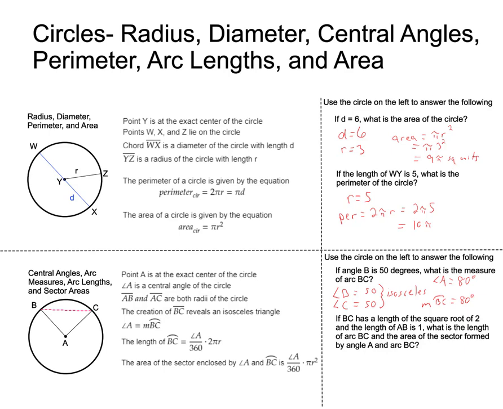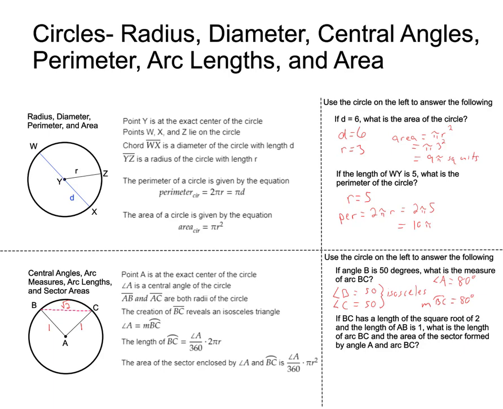So let's actually draw some numbers on the circle. So BC has a length of root 2, and we are given the length of AB is 1. We should also know that the length of AC is 1, since they are both radii. What else can we determine from this? Well, we should be able to determine that this is a right triangle.